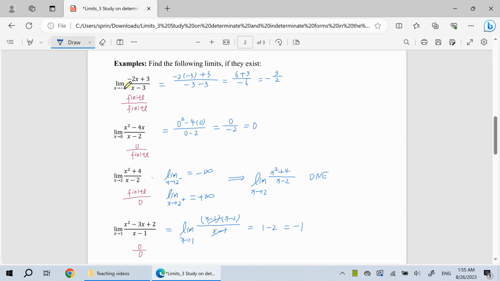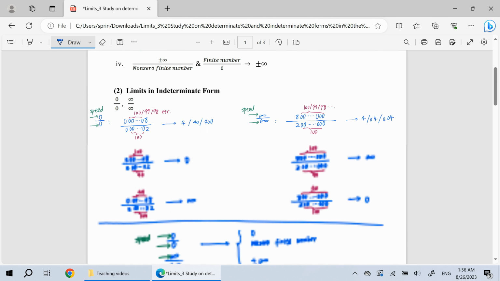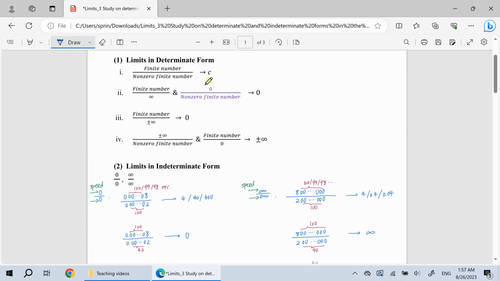The first one belongs to finite over finite. Since negative 3 is in the domain, simply replace x by negative 3, and we get the answer. Finite over finite will approach a fixed number. The next one is in 0 over finite form. Then the answer is a solid 0. 0 over a non-zero finite number, the limit is 0.